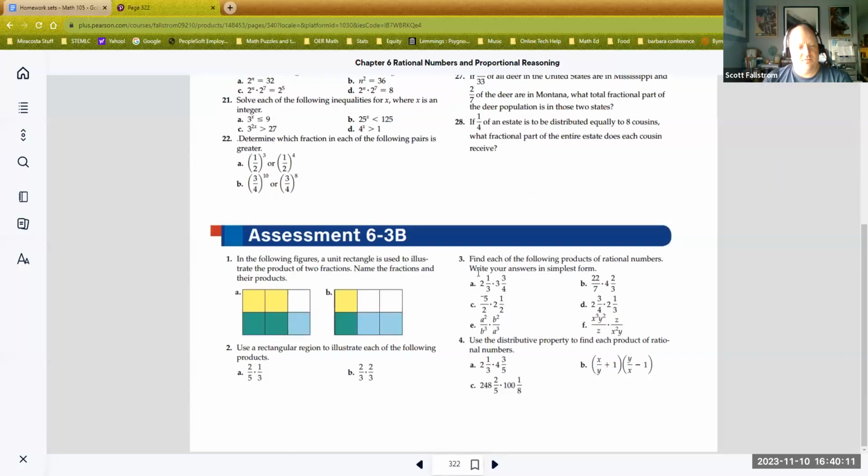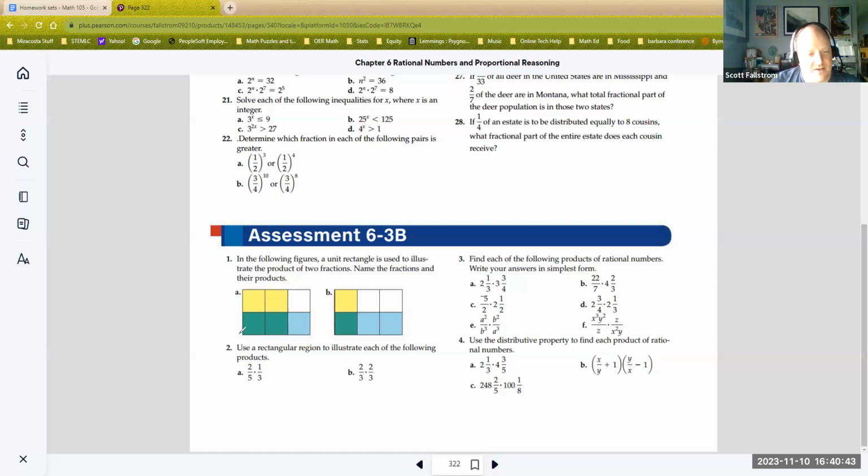All right, 6.3. In the following figure, this is the rectangular approach. Your goal is to rewrite this as a multiplication problem. What two fractions are being multiplied, and what is the result of the multiplication? And then for number two, you are given fraction multiplication, and you're going to multiply using rectangles. Please use rectangles. Do not get into circles because it's going to be really hard to draw 2/5 with a circle.